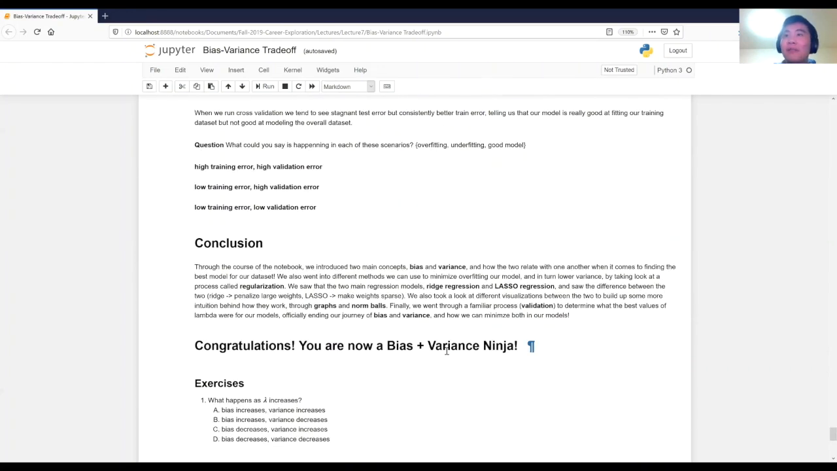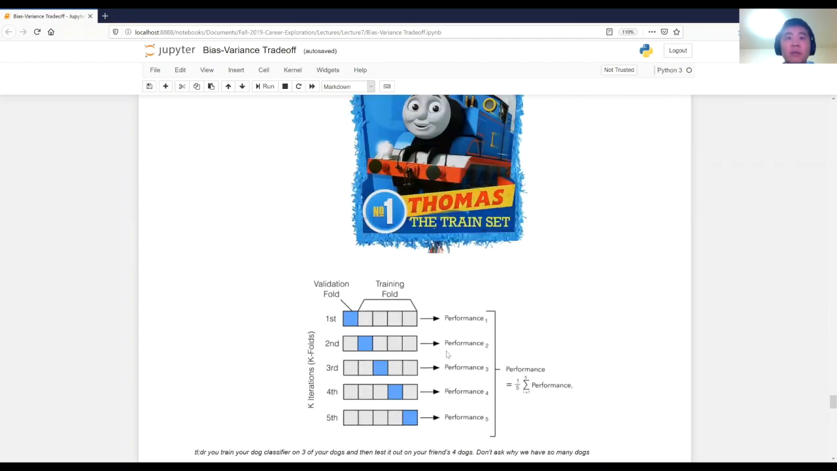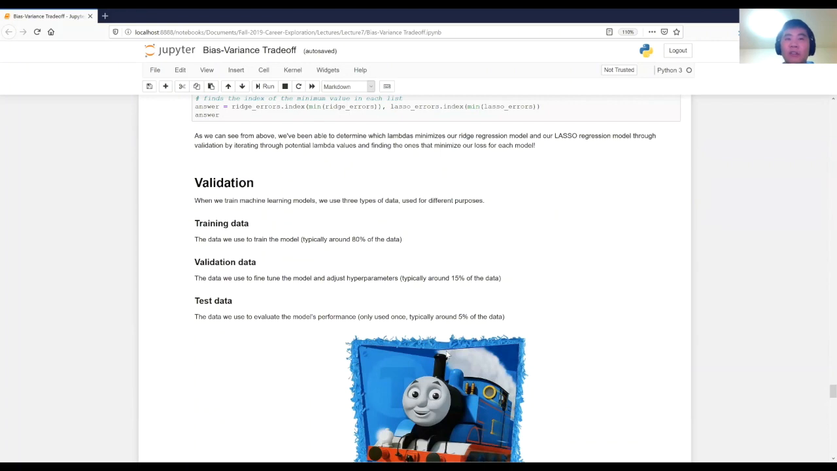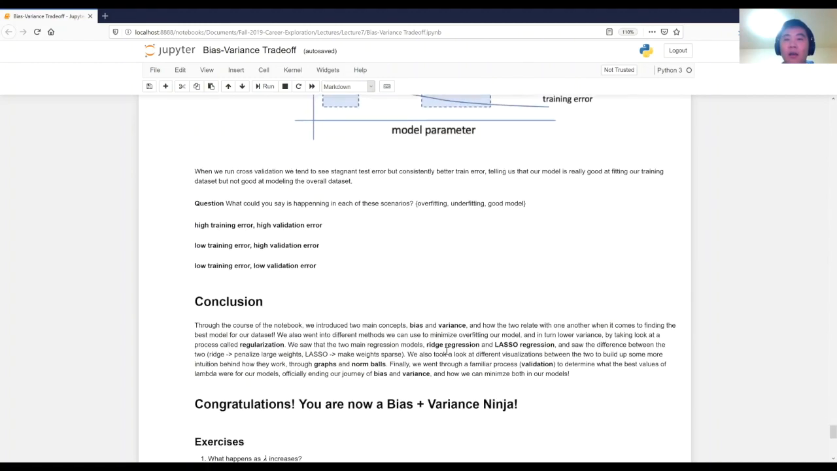And then now we have our final attendance question, which is, what are the 3 pieces of data that we work with? And then the answer to this, as we've discussed earlier, is training data, validation data, and test data. Okay, cool.